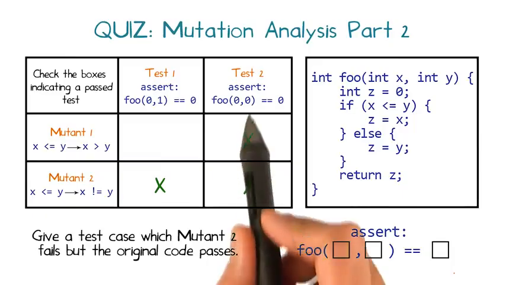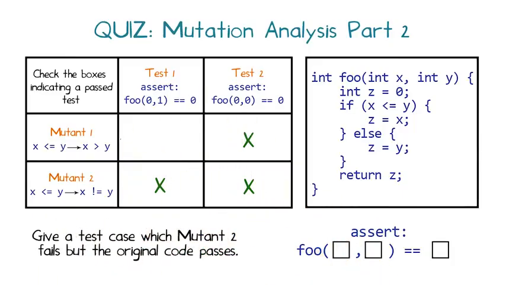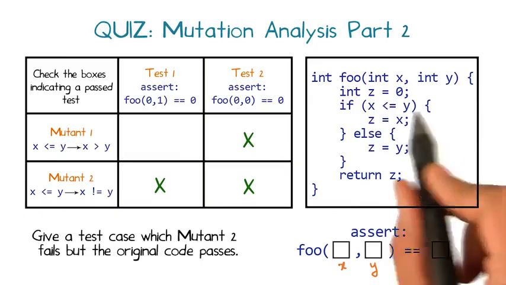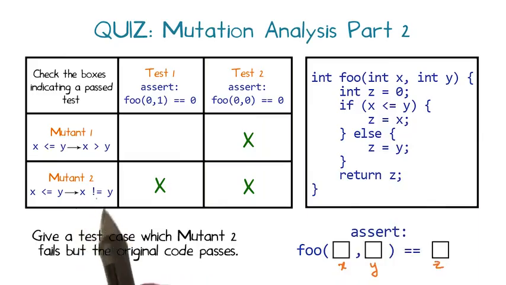Let's make this test suite more robust with respect to the second mutant. We'll add a statement of the form assert foo of blank comma blank equals blank. By filling in the blanks with appropriate numbers, create a test case which mutant 2 will fail but which the original code will still pass. Our goal in this quiz is to come up with a choice of x, y, and z so that foo of x, y equals z is true for the original program and false for mutant 2.